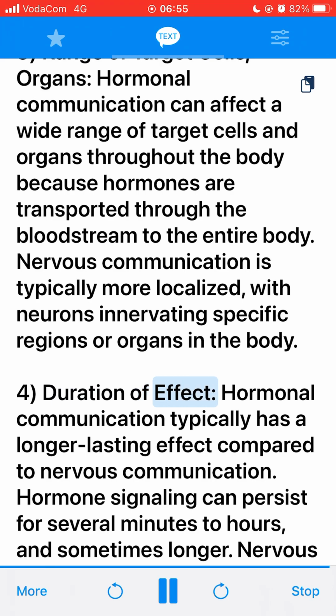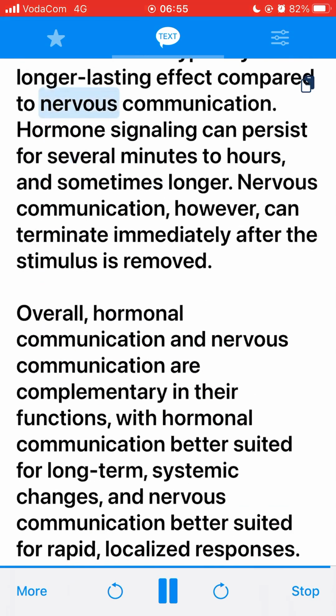For duration of effect, hormonal communication typically has a longer lasting effect compared to nervous communication. Hormone signaling can persist for several minutes to hours, and sometimes longer. Nervous communication, however, can terminate immediately after the stimulus is removed. Overall, hormonal communication and nervous communication are complementary in their functions, with hormonal communication better suited for long-term, systemic changes, and nervous communication better suited for rapid, localized responses.